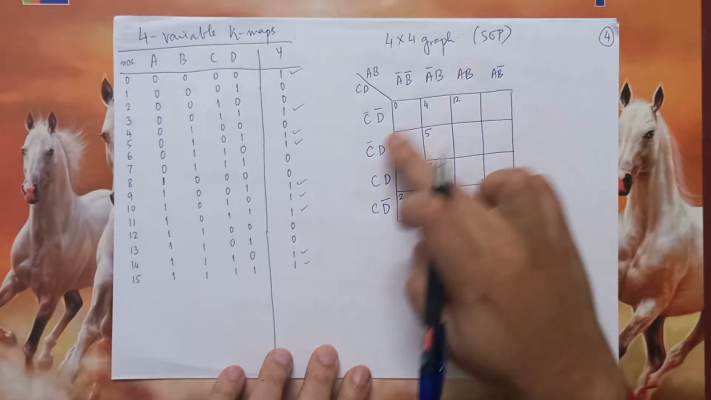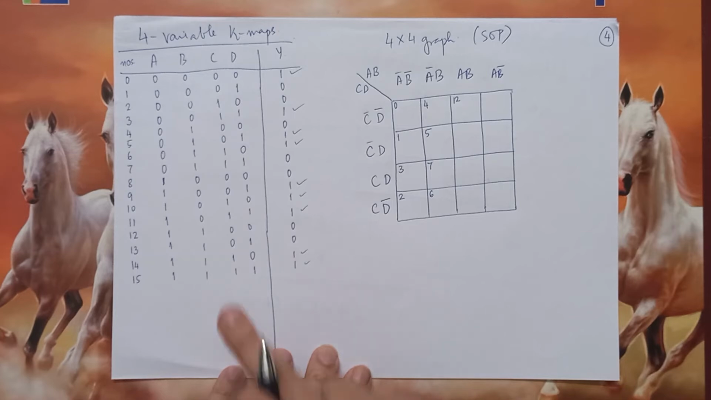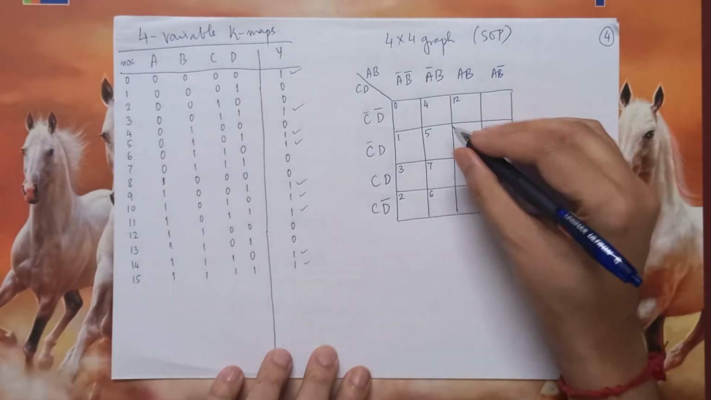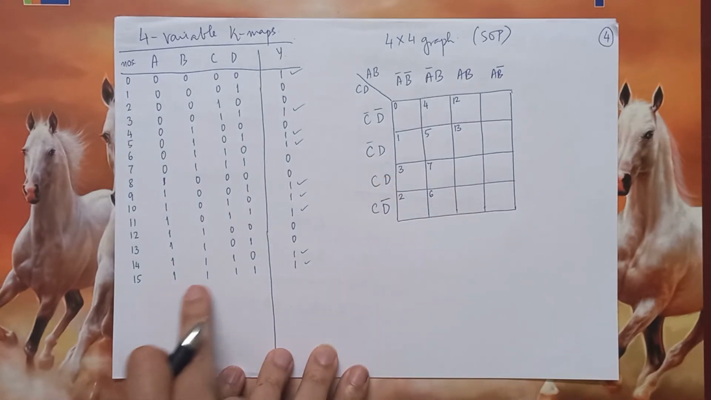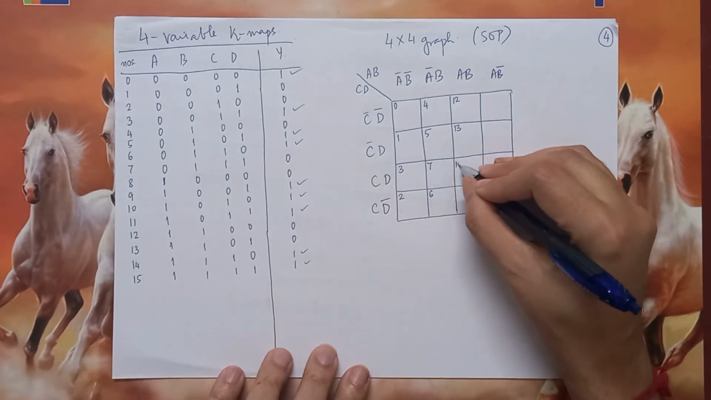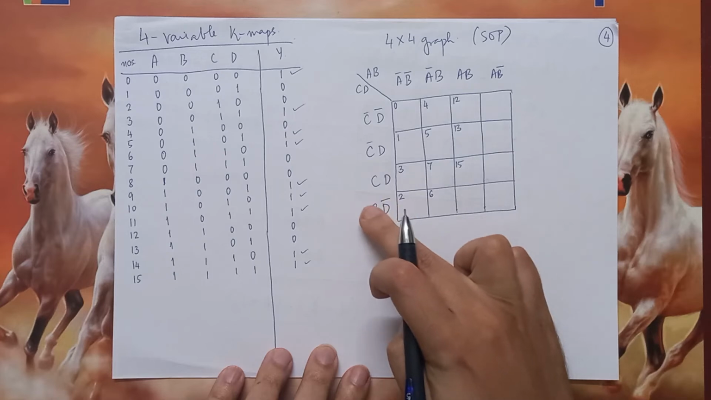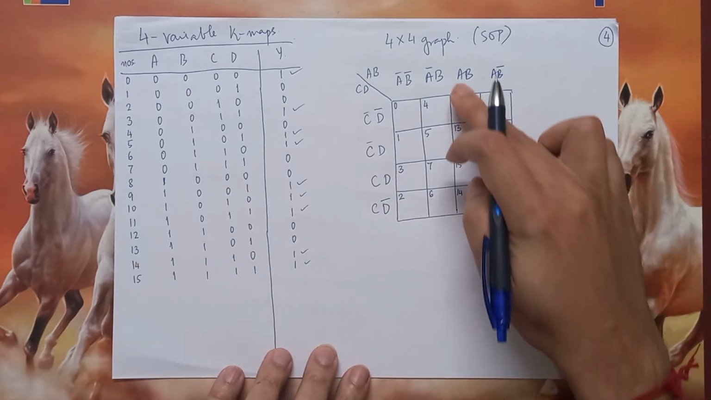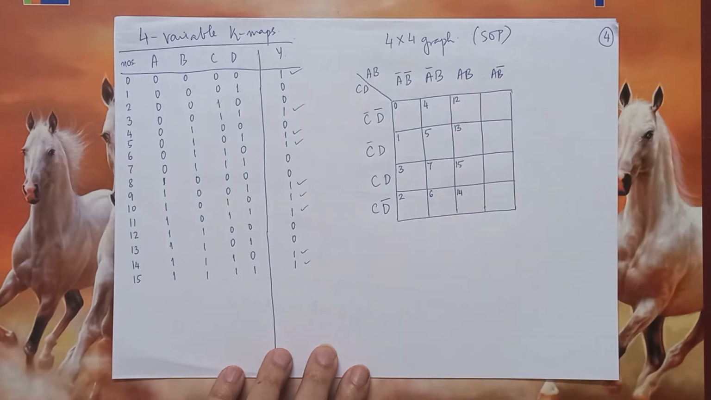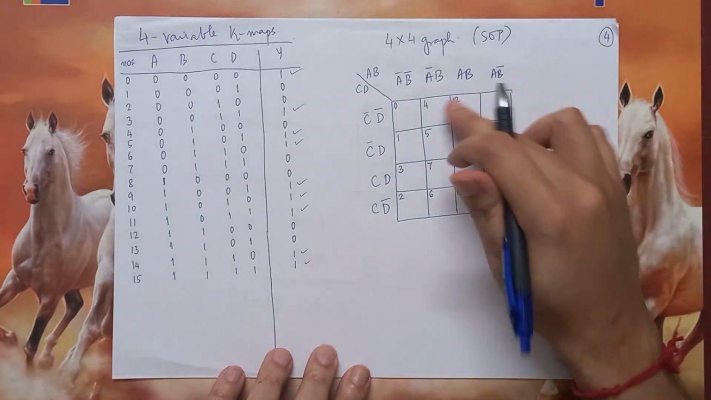1, 1, 0, 1, that is 13. 1, 1, 1, 1 is 15. 1, 1, 1, 0 is 14. You see, the numbering is again changing abruptly.